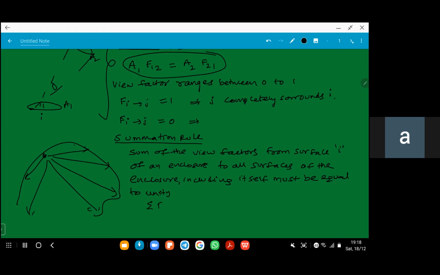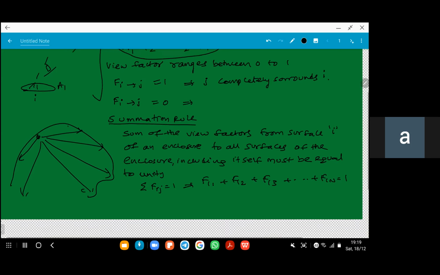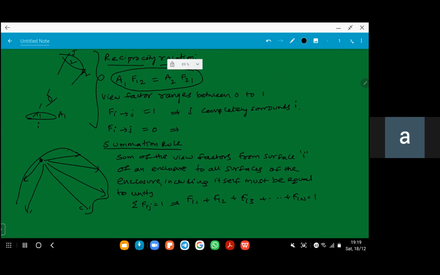Sigma Fij equals 1, which means suppose there are n surfaces: F11, F12, F13, and so on, up to F1n, is equal to 1. With these two theorems, the reciprocity relation and the summation rule, I am going to do the maximum number of problems. That's all. This is the only information I got.